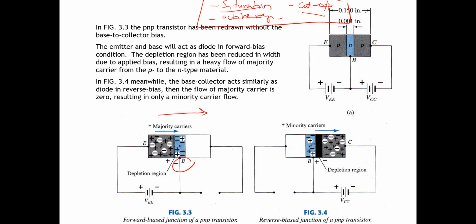In the active region, we forward bias the junction between the emitter and base. Because the emitter is P-type, forward bias means that we connect the emitter to the positive terminal here. So this is the forward bias. And another thing is we connect the collector to the base in reverse bias, like this. For this reverse bias, the collector is P-type, so we connect it to the negative terminal here.